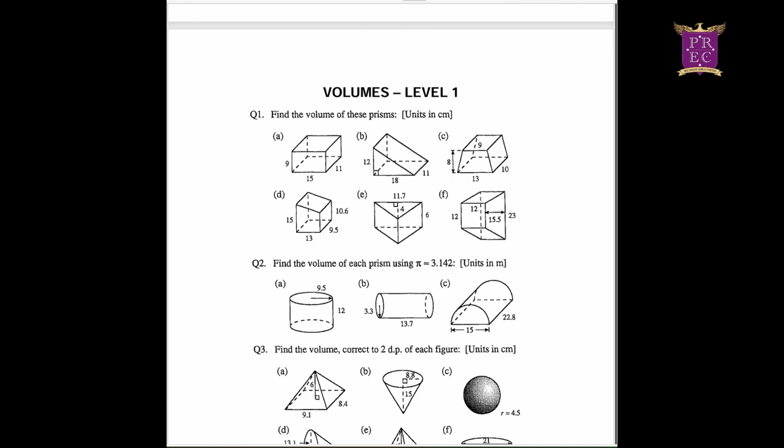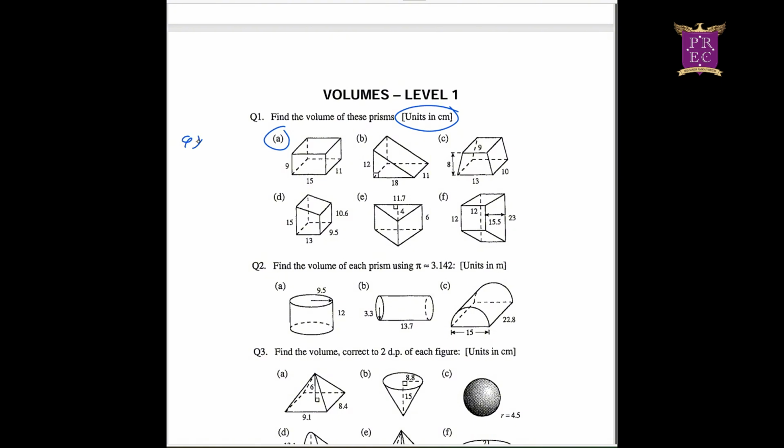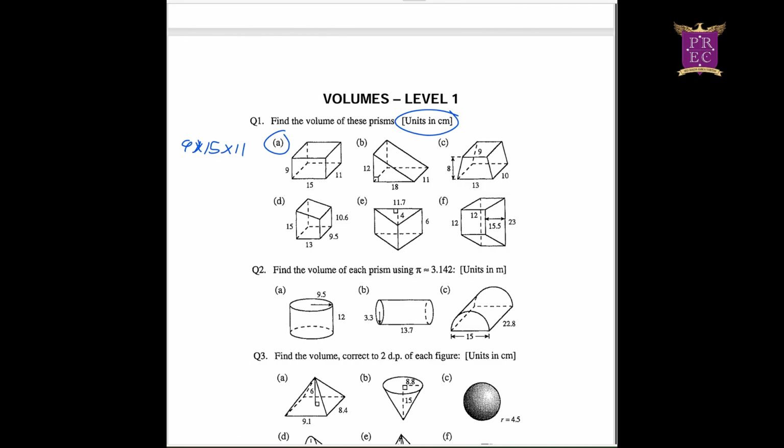First, read the question. Find the volume of these prisms, and the units are in centimeters. Always remember that. Let's do the first one. 9 times 15 times 11. We know 9 times 11 is 99. 99 times 15 gives us 1,500 minus 15, which is 1,485. Always remember the units, cubic centimeters. That's our first answer. Next one.